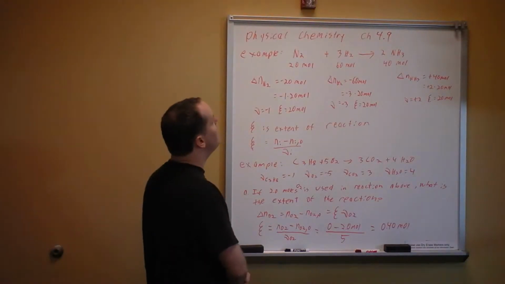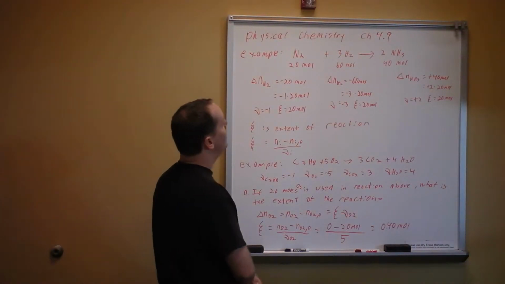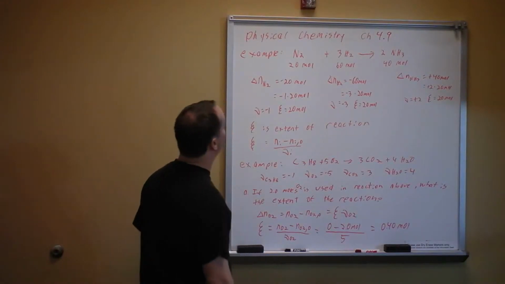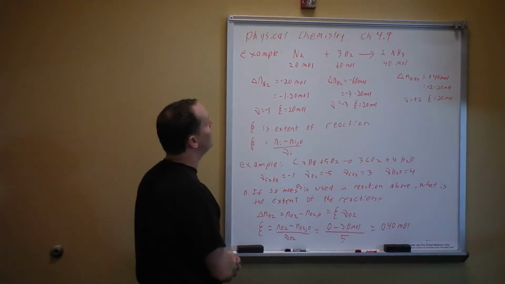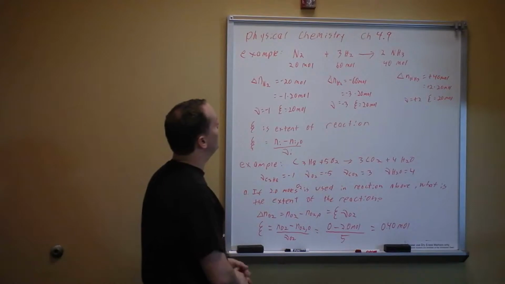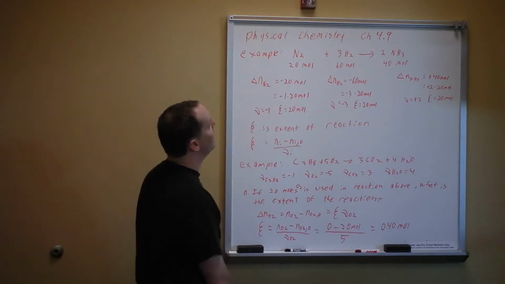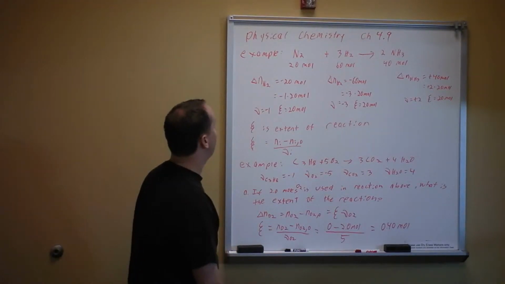Okay, Physical Chemistry, Chapter 4, Section 9. Now let's do an example to find the extent of reaction. We're going to take nitrogen and hydrogen and make ammonia. So we're going to take 20 moles of nitrogen and 60 moles of hydrogen to get 40 moles of ammonia.